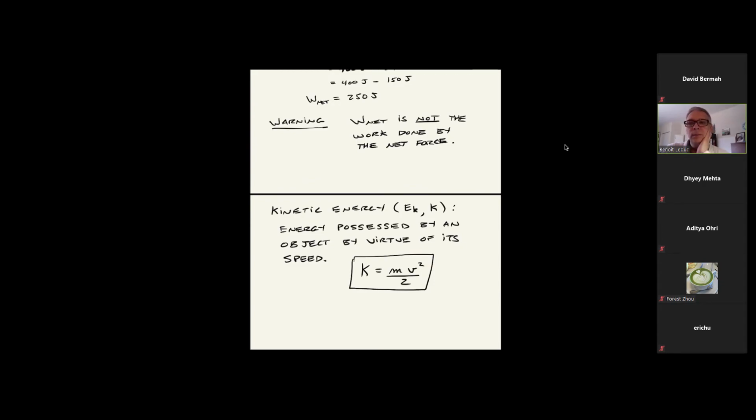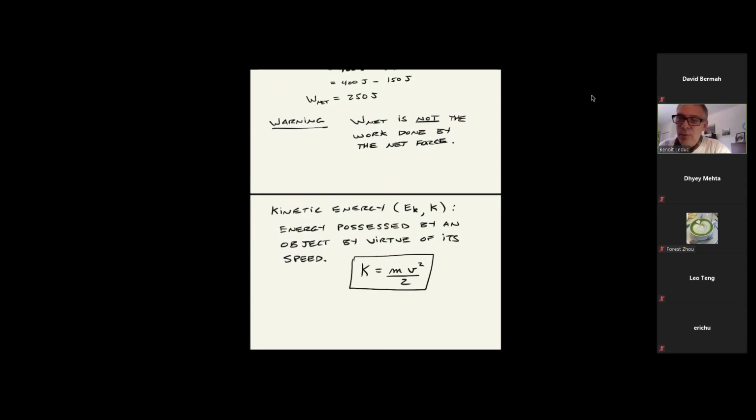Okay, some other people, always the same people. Okay, Leo Tang, there we go. Leo? By a factor of 4. Yeah, a factor of 4, excellent. So you double the speed, kinetic energy goes up by a factor of 2 squared, which is 4. Very good.